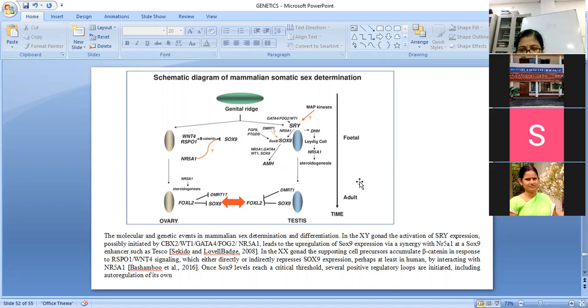And in the XY gonad, the activation of the SRY expression will possibly initiate the expression of all these genes and will lead to formation of the abdominal gonads. In case of male, it will form the testis, or in case of females, it will form the ovary. So it's a complete loop. Different factors are involved, and the bipotential ridge ends up in either forming a testis or an ovary after around 6 weeks of fertilization.